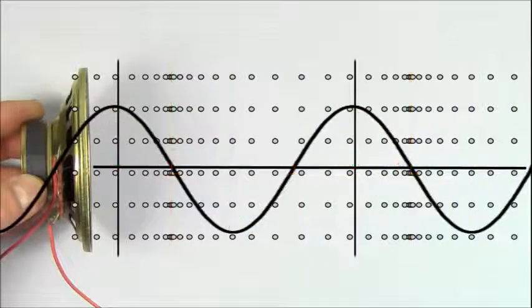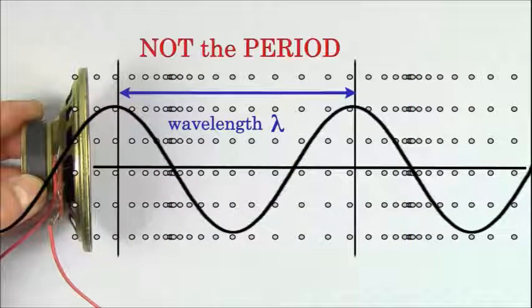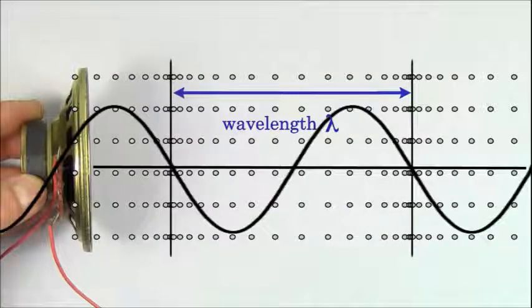For this kind of graph, the distance between peaks represents the wavelength of the sound wave, not the period, because it would be measuring the distance between compressed regions in space.